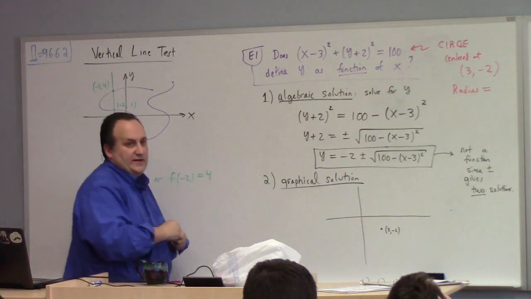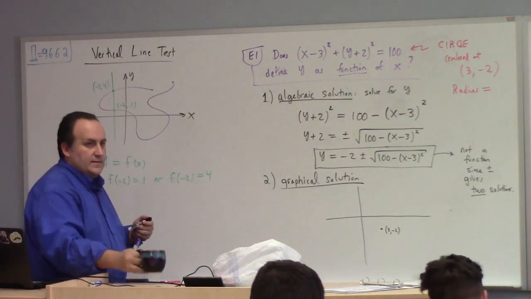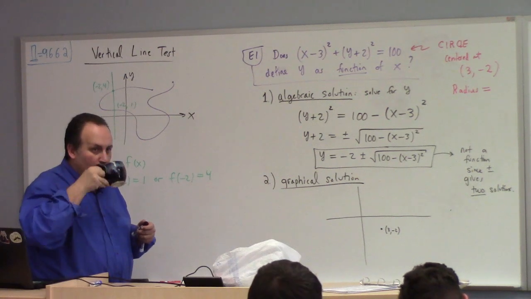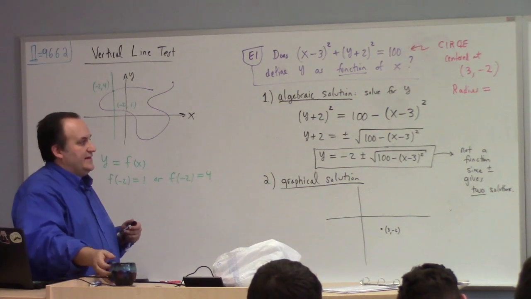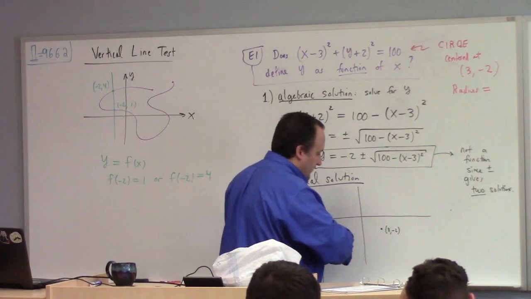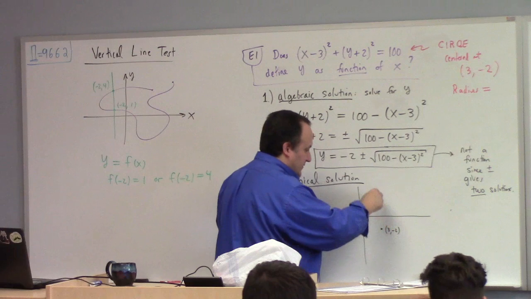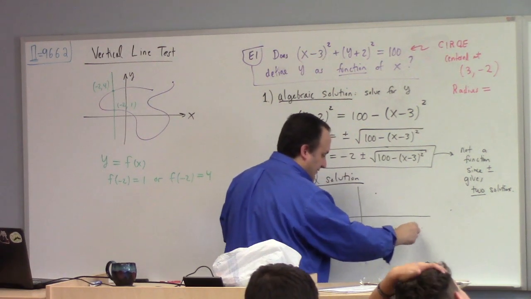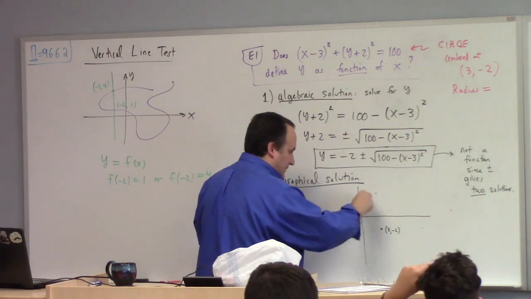Can anybody tell me what the radius of the circle is? So I heard a 10. Super. Square root of 100 is 10. That's right. So the radius is 10. That means that this goes plus or minus 10 from there. So it goes up to 8. It goes down to minus 12. It goes over to 13. It goes back to minus 7. It's a circle.